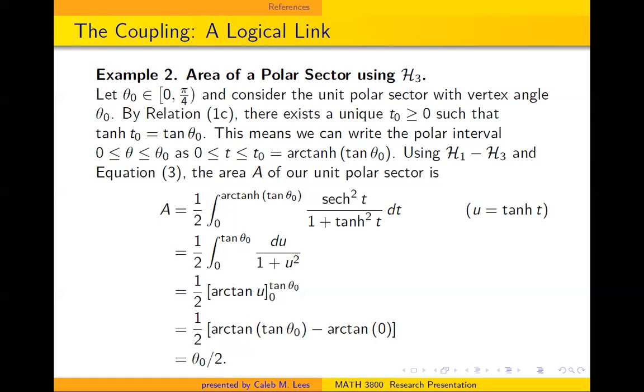We're going to make a substitution, a pretty easy one, u equals hyperbolic tangent of t, and we end up with the second integral right there. The astute among you, you may not even have to be that astute, will notice that that's just the arctangent of u from 0 to theta naught. If we do that integration, we end up with theta naught over 2, which is the area of a unit polar sector with angle theta naught. Hopefully that gives you a little bit of motivation as to why exactly H3 is the way that it is.